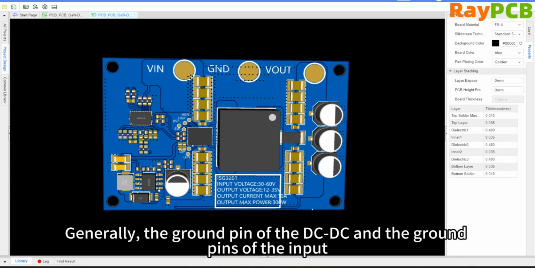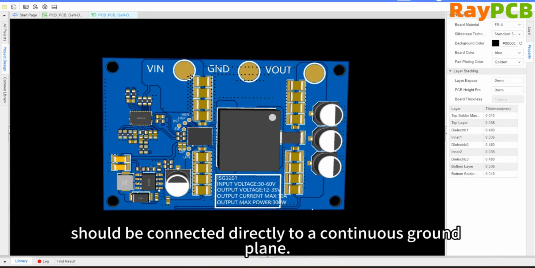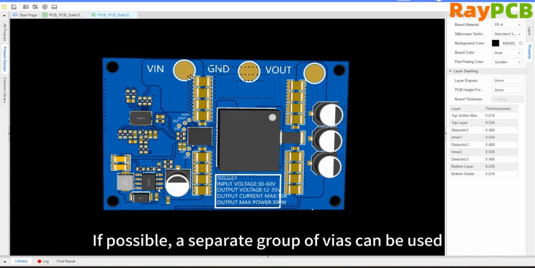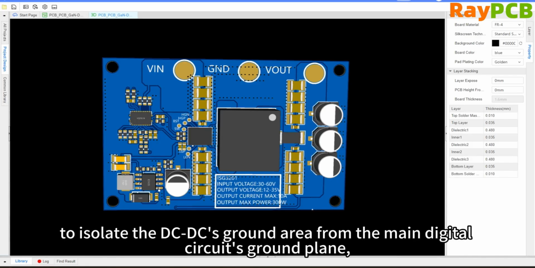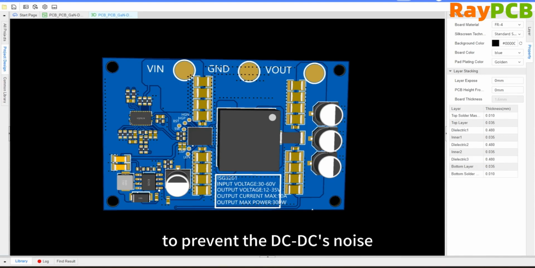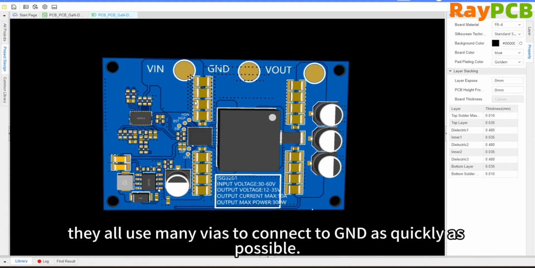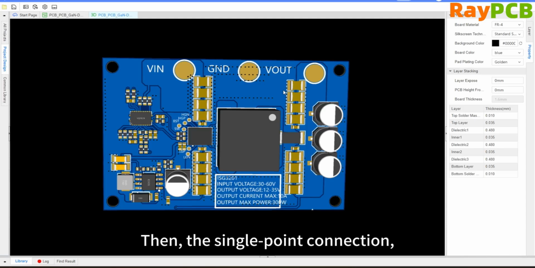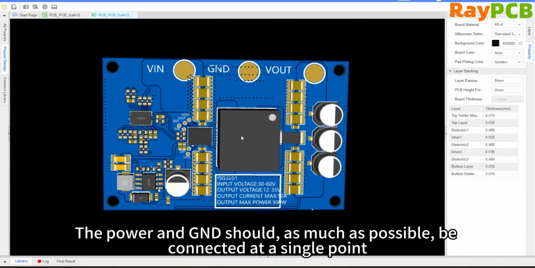Dedicated ground connections, for example, the ground pin of the DC-DC converter and the ground pins of the input and output capacitors, should be directly connected to a continuous ground plane. I might use a separate isolated group to keep the DC-DC ground plane isolated from the digital capacitor ground plane, connecting them at only one point to prevent DC-DC noise from spreading through the ground plane. Here, through the isolated group, you can see that many connections are made to ground as quickly as possible. And as we've discussed before, single point connection means that both power and ground should be connected at a single point, avoiding the formation of loops.